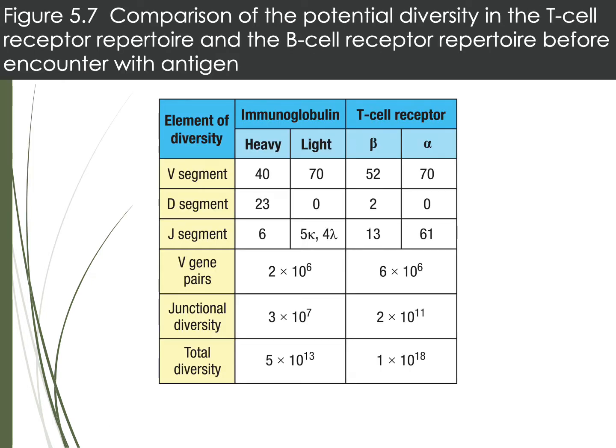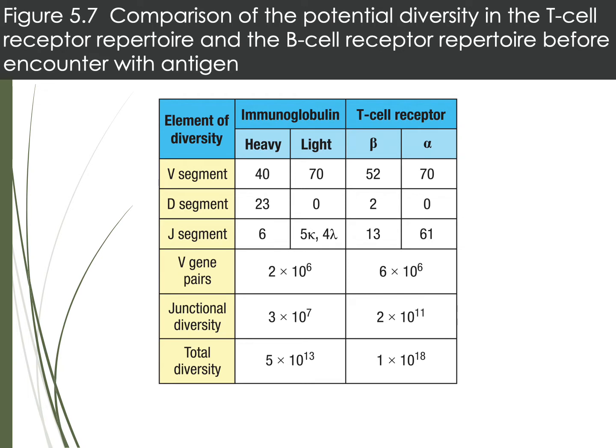So if we look at the differences in diversity between the B cell receptor and the T cell receptor, we can see that we have the different segments, right? So you can see the number of segments for variable segments, D segments, and J segments for each of the different chains. Then if you look at the V gene pairing, the junction diversity, and then the final total diversity, because again, keep in mind that you have heavy chains and light chains pairing for the B cell receptor, and then for the T cell receptor, they're looking at alpha and beta pairing.